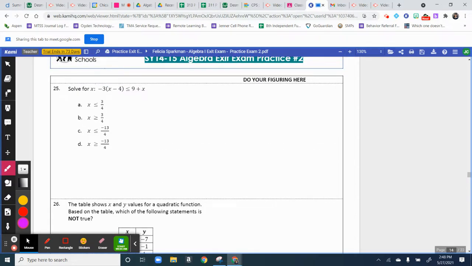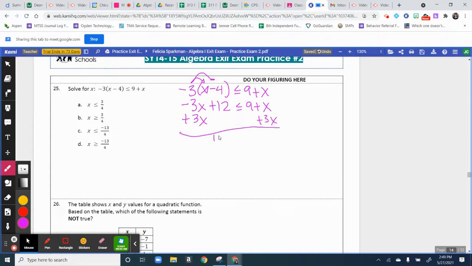All right, 25 is solving an inequality. So we start: negative 3 times x minus 4 is less than or equal to 9 plus x. I distribute the negative, so negative 3x plus 12 is less than or equal to 9 plus x. Again, this is a negative 3 and a negative 4, so that's why they become positive. I'm going to add my x to keep it positive.